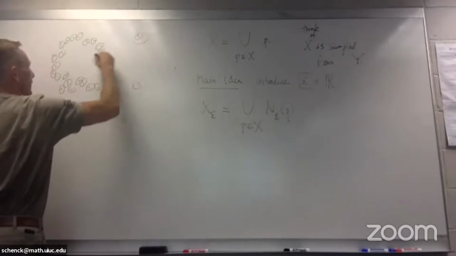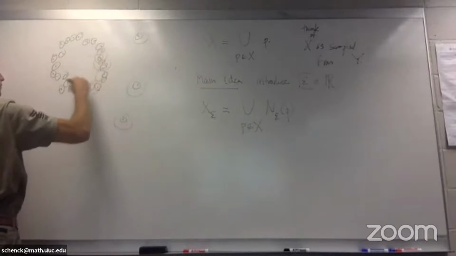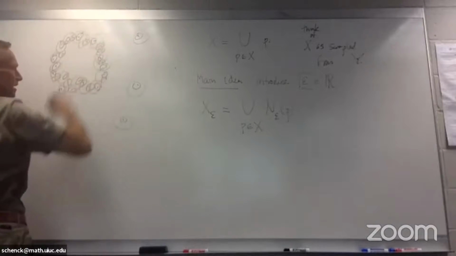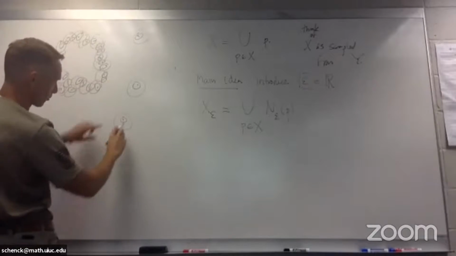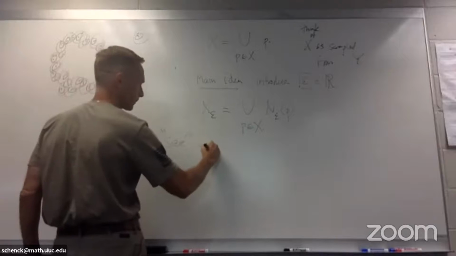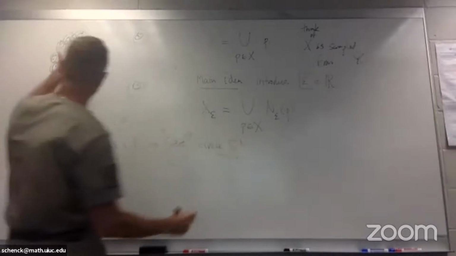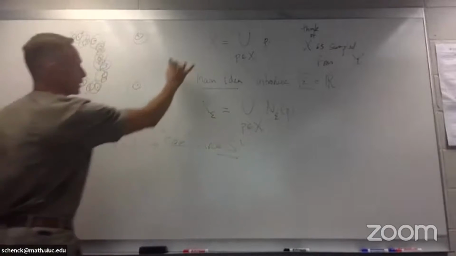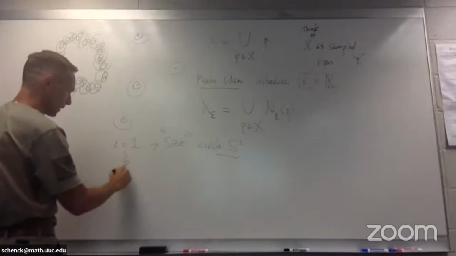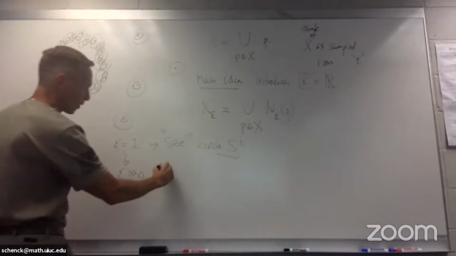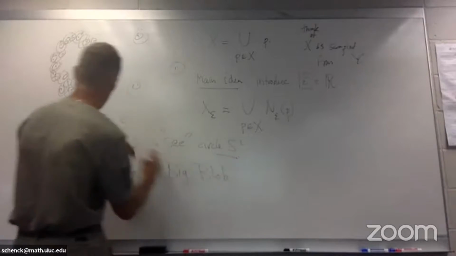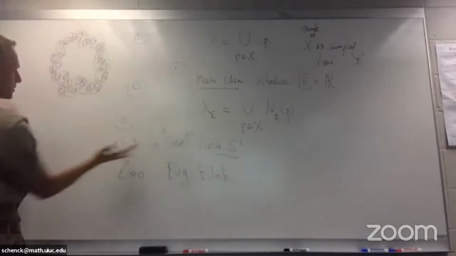Once I've gotten about that big, for some value of epsilon, say epsilon equals 1, who cares, we actually see the circle S1, right? We see it here. And I also have some isolated points from my noise. And then the problem is that as epsilon gets too big, we just see one big blob.